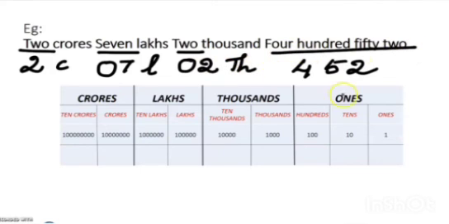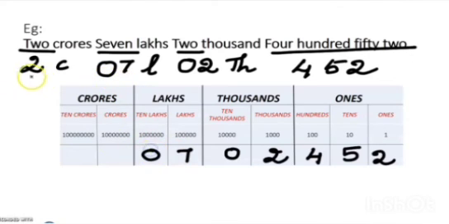Now let's write this number on the place value chart. First let's start from the ones period. So 2 in ones place, 5 in tens, 4 in hundreds. Again in the thousands period, we have 2 in thousands place. We have seen the 10,000 place was vacant, so I filled it with 0. Now 7 in lakhs place and in 10 lakhs place we will write 0. Then we have 2 crores, that is, in the crores place we have 2.